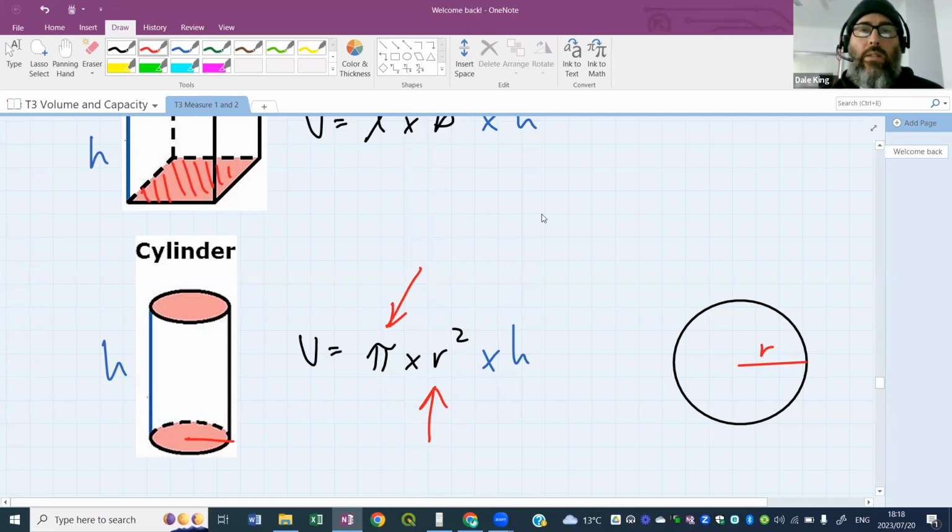Pi. Yes. Well done. Good. You guys all know that that is pi. Everyone in the chat saying pi, pi, pi. All right. That is pi. Who can tell me what is the value that we use for pi?